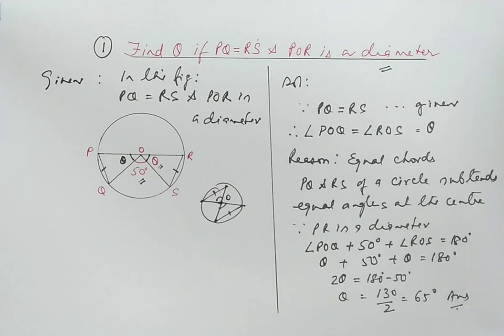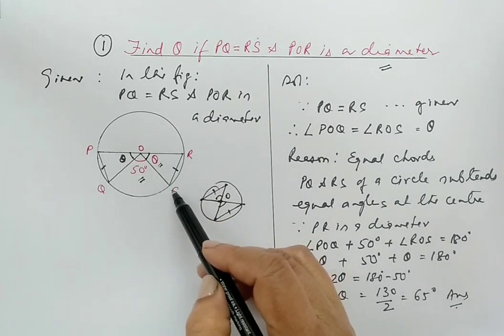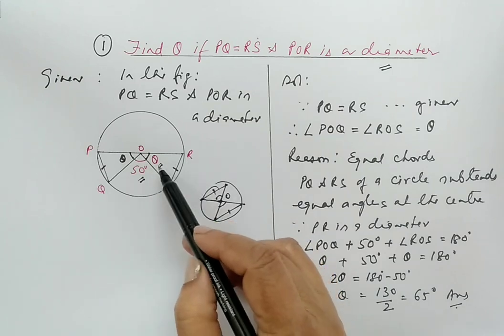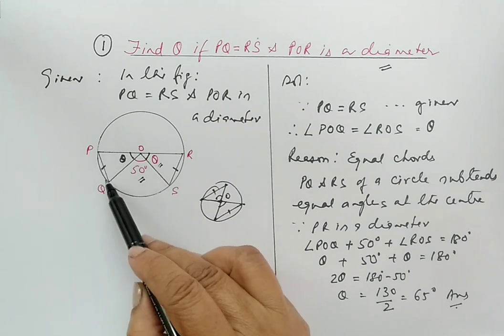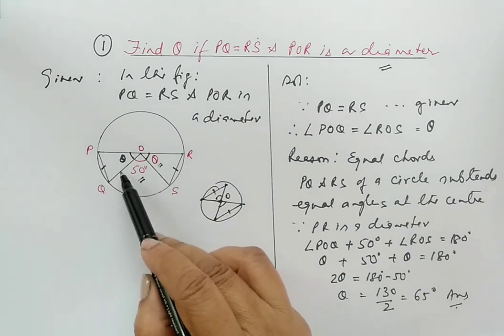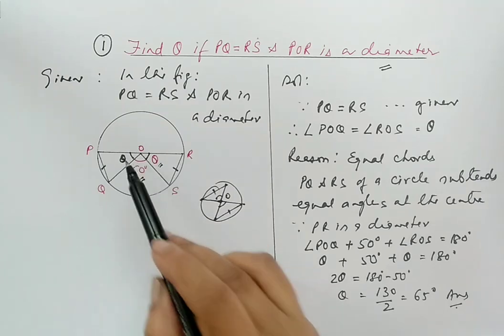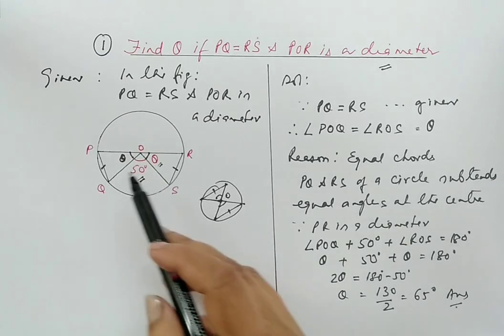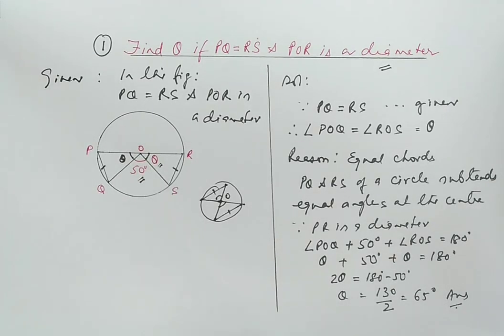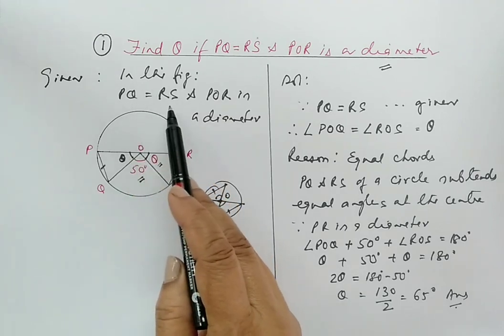All right, guys. So the same thing is happening over here because we have PQ equals to RS and RS is subtending an angle equal to theta. So that means PQ also will subtend a theta angle at the center as these two are equal. So the angle subtended will also be equal, correct? So far so good. 50 degrees they have already given. So in the figure, PQ is equal to RS.